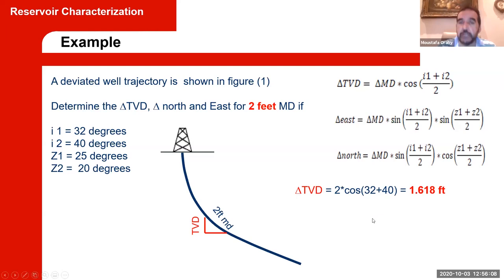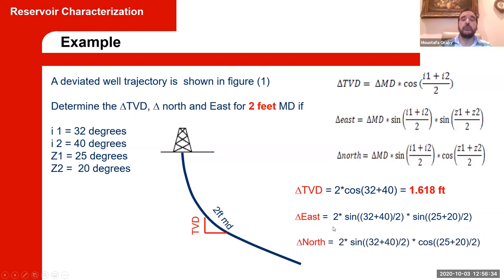TVD has to be less than the measured depth. Okay. So guys, this is a process for this mistake. It's (I1 + I2) over 2. Should be half of this. Okay. So cosine 1.618 gives you the delta TVD is shorter than this. You need to do the same here. Sine 30 plus over 2, sine 25 plus 20 over 2, it gives you delta east and gives you the delta north. So once you know I1, I2, Z1, Z2, it's easy to calculate the delta TVD.